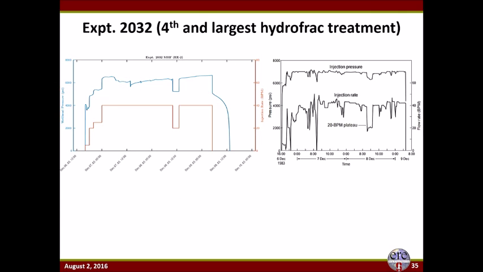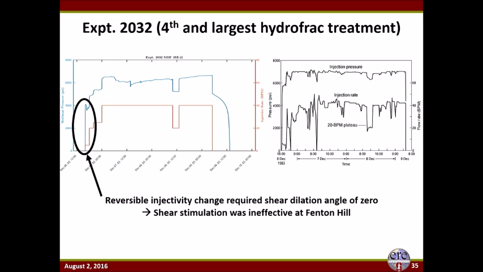Here I'm showing the rate and pressure results from the fourth and largest stimulation treatment. And again, you see the pressure rollover behavior. I'm pointing out that it's the fourth treatment just to reiterate the fact that this change was reversible throughout each of the stimulation treatments. And so in our model, we had to use a shear dilation angle of 0, which suggests that perhaps shear stimulation at Fenton Hill was not a dominant mechanism in terms of permeability enhancement at the site.